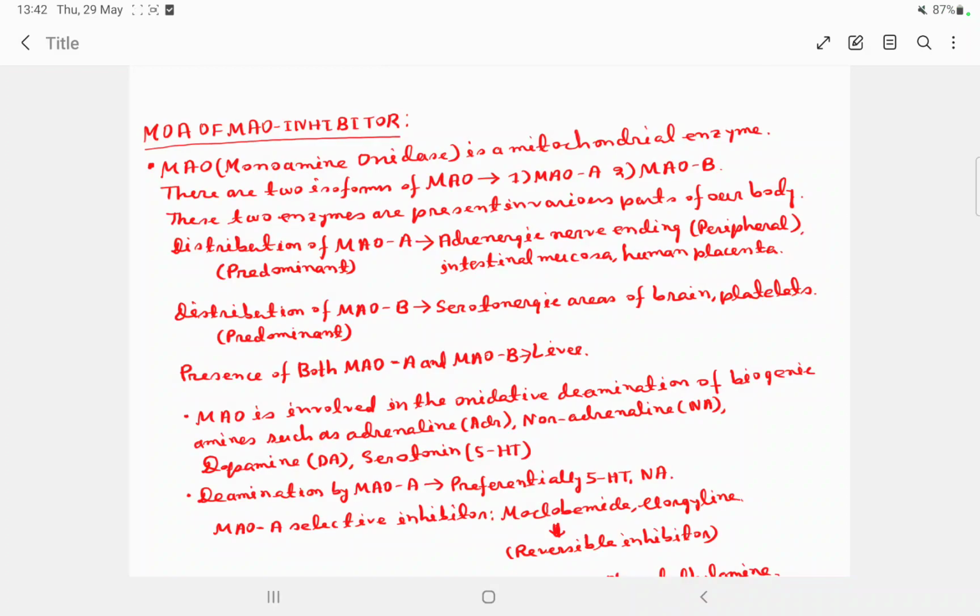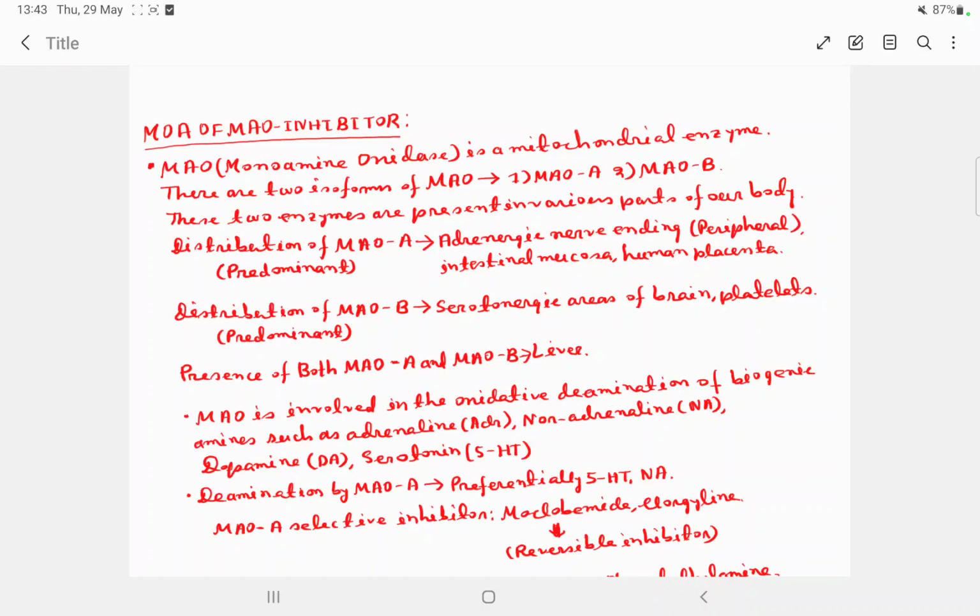Today I am going to discuss the mechanism of action, that is MOA, of MAO inhibitors. So before we discuss the mechanism of action of MAO inhibitors, we have to discuss what is MAO. MAO, or monoamine oxidase, is a mitochondrial enzyme, and there are two isoforms of MAO. One is MAO A and the other one is MAO B.